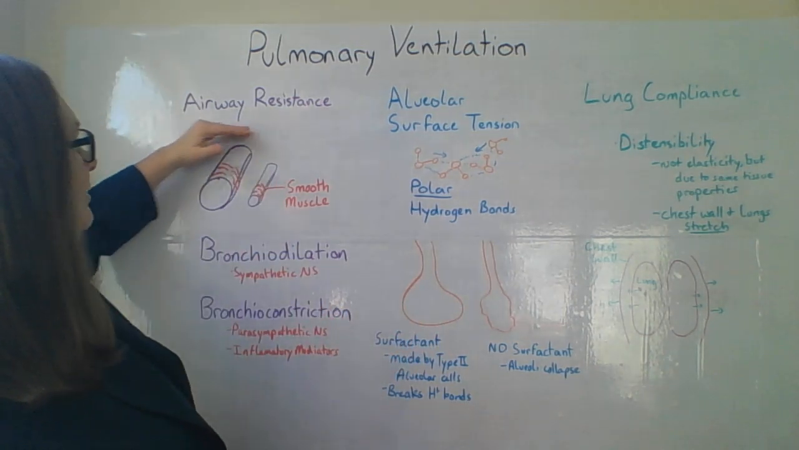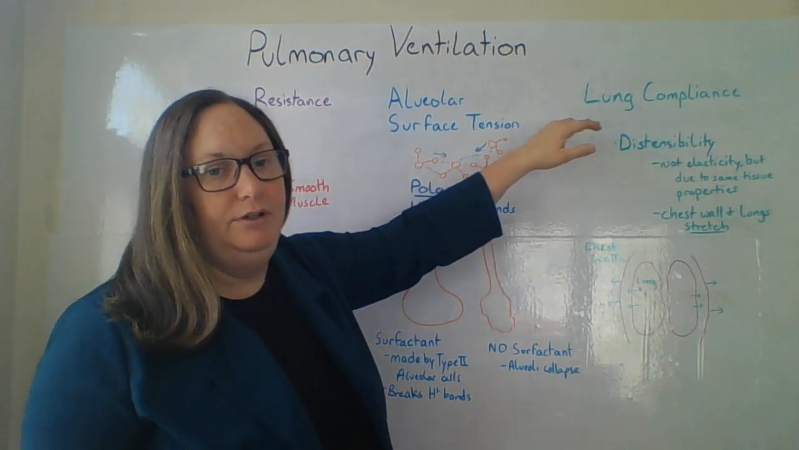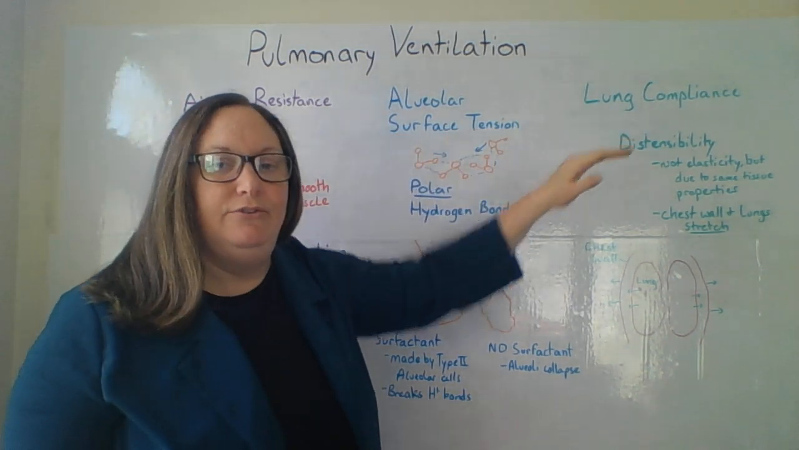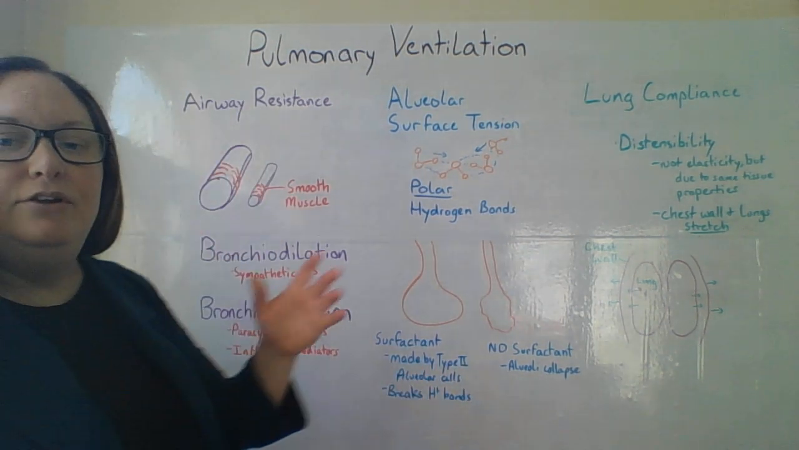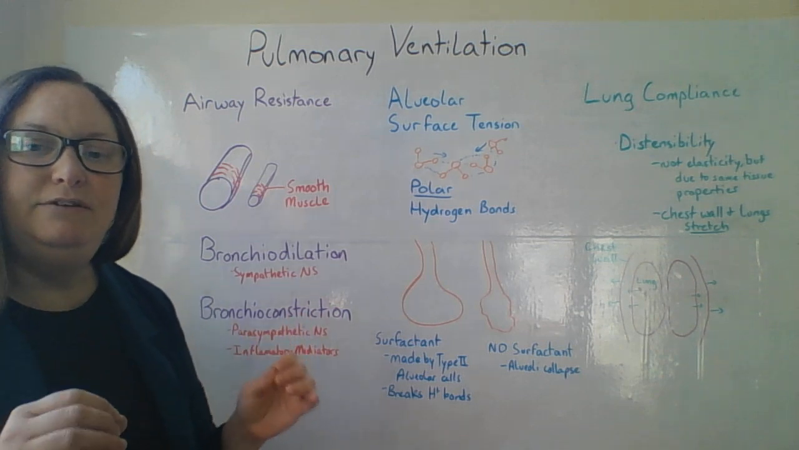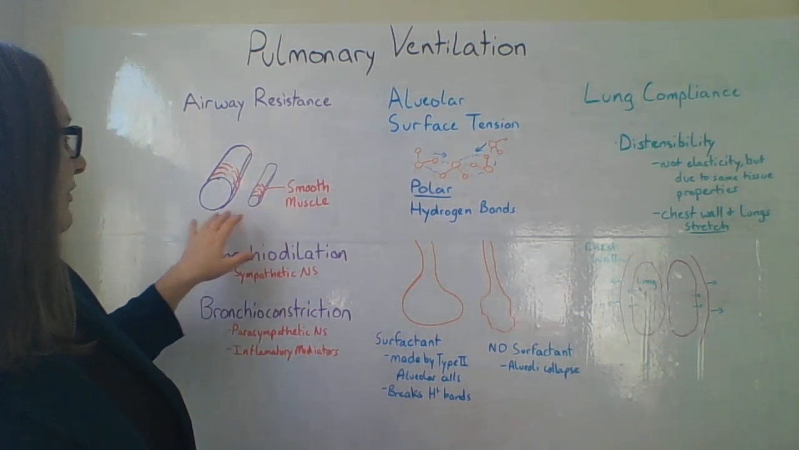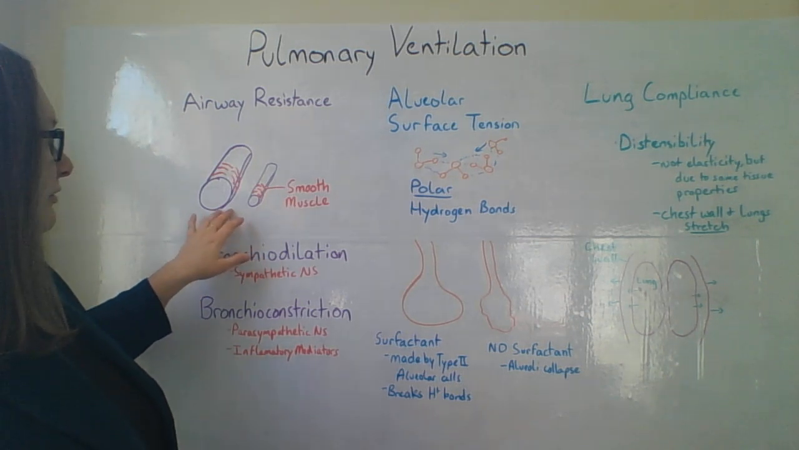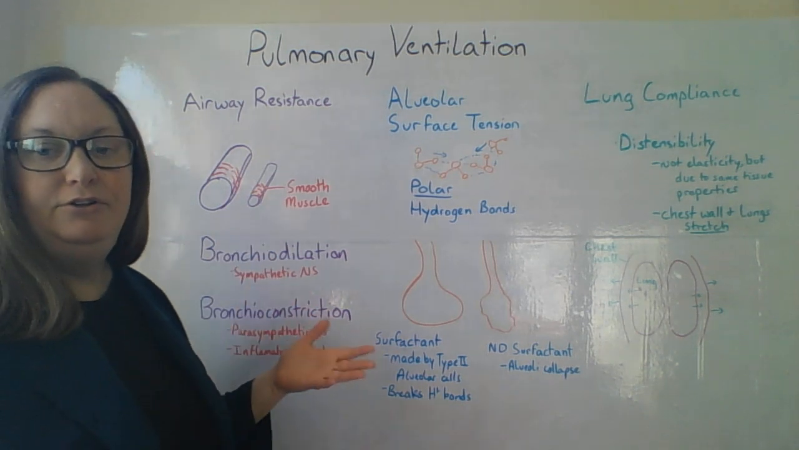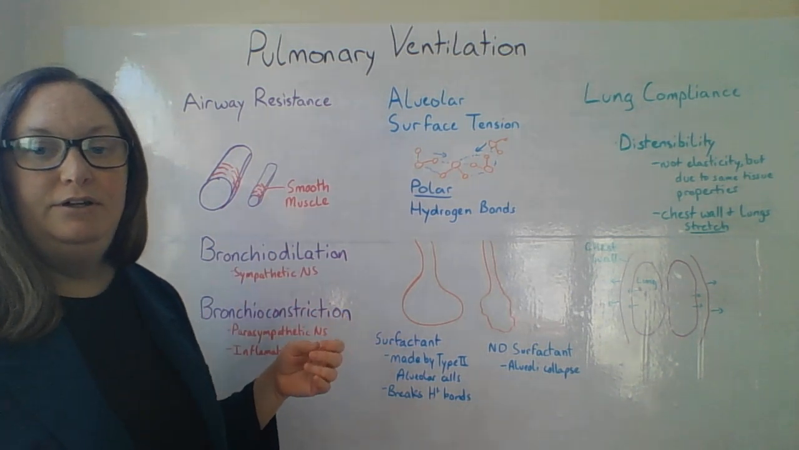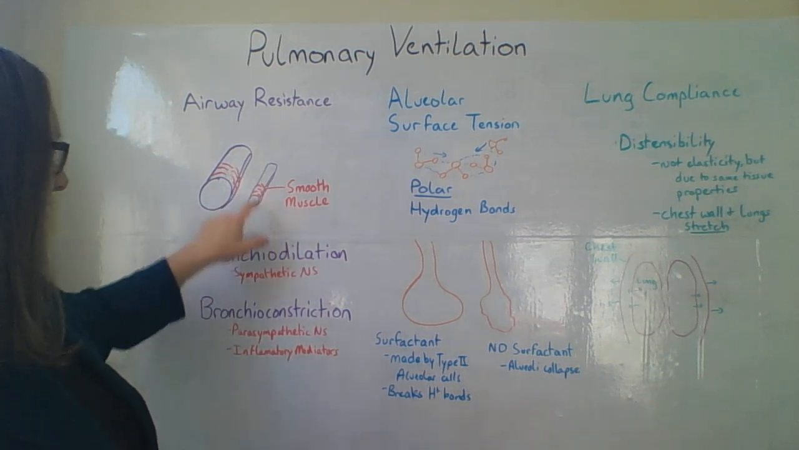First, airway resistance. Second, alveolar surface tension. And lung compliance. All right, so airway resistance. Do you remember in blood vessels, what was the key factor in resistance? It was vessel diameter, right? So here we have bronchioles instead of arterioles, and we have smooth muscle around our bronchioles still. You can see I drew it in here.